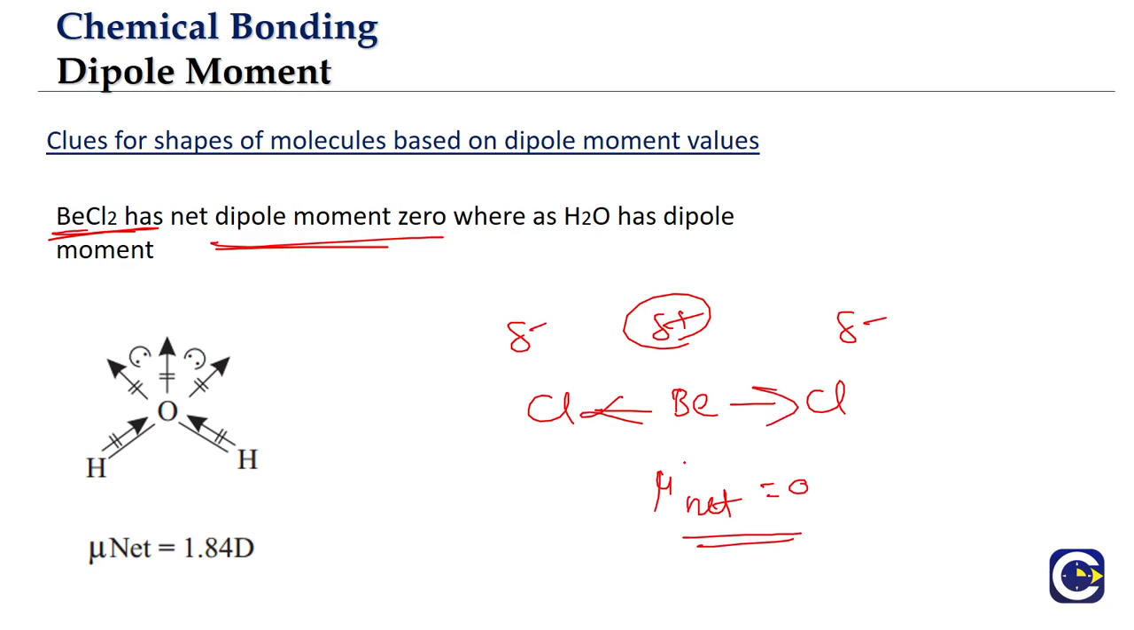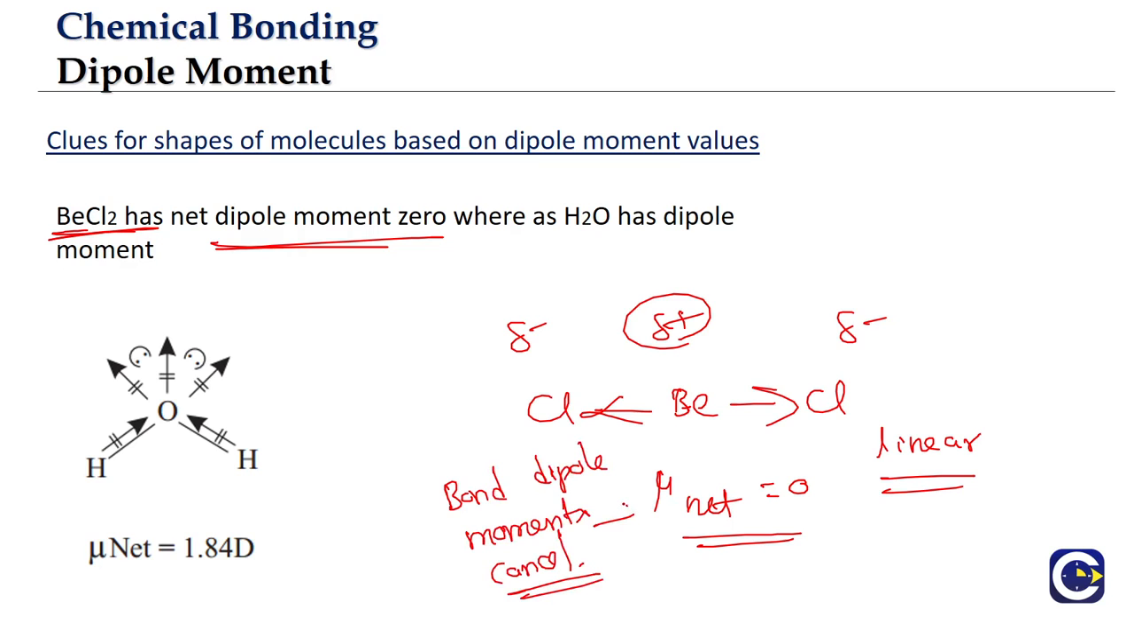How is this going to happen? If you have the arrangement of the beryllium and the two chlorines in a linear manner, both these beryllium-chlorine bond dipole moments will cancel each other. When they cancel, the net dipole moment comes as 0. So this is what happens in the case of BeCl2. What is the clue that we get from here? That BeCl2 will have a linear shape, whereas H2O has a similar looking formula.